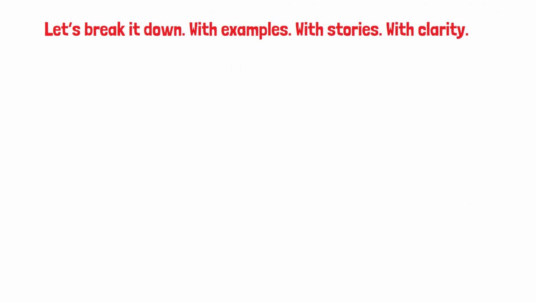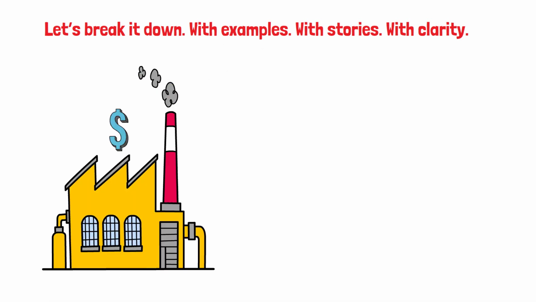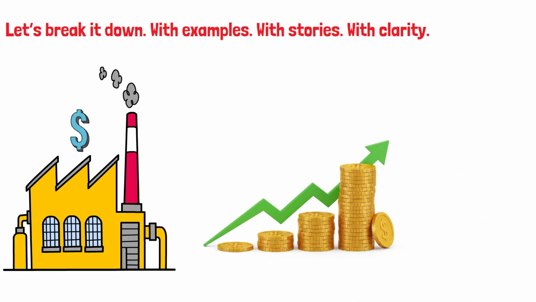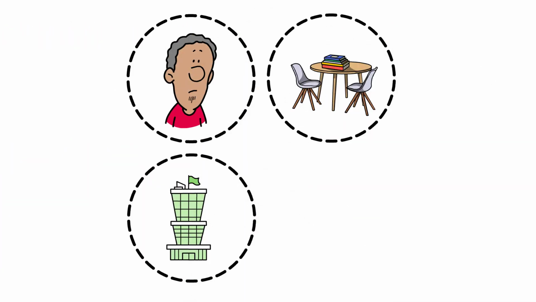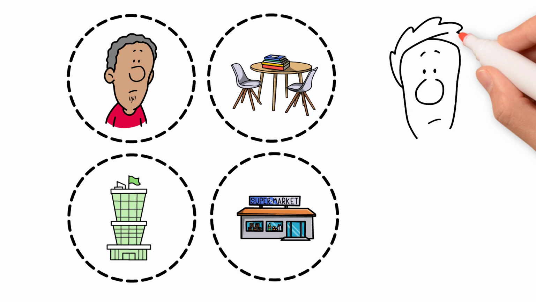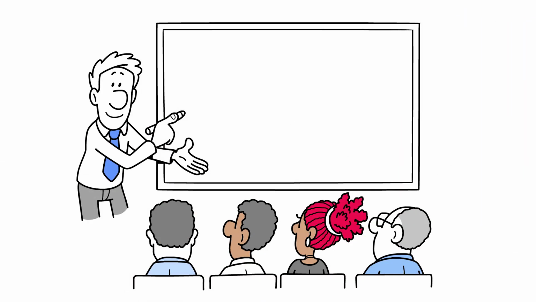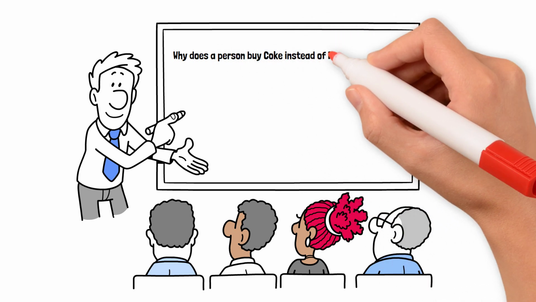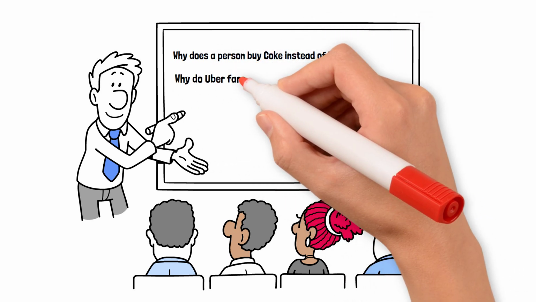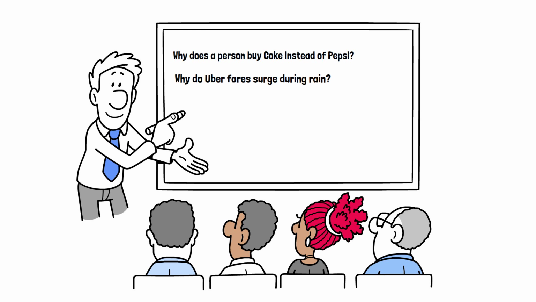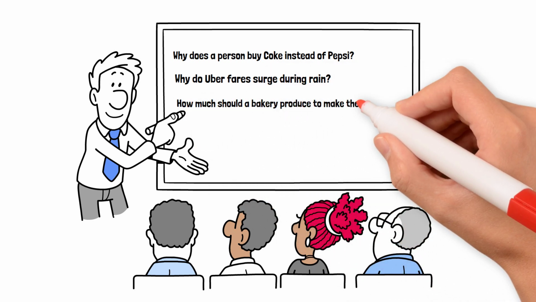Definition time, clear and simple. Microeconomics is the study of individual units in the economy, like a person, a household, a firm, or a specific market. Think of it as zooming in on the economic picture. It answers questions like, why does a person buy Coke instead of Pepsi? Why do Uber fares surge during rain? How much should a bakery produce to make the most profit?